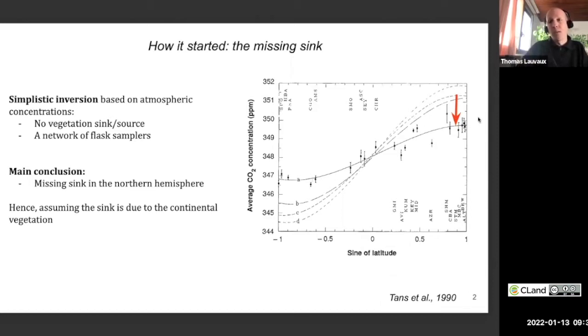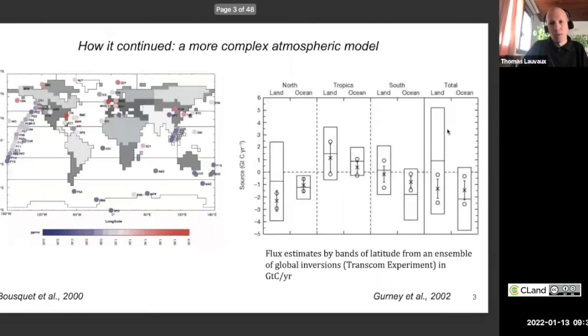At the end, what they noticed was an overestimation from the model. Clearly, the only way to explain that was by adding a sink absorbing carbon in the northern hemisphere. This led a lot of people to conclude that we clearly have a missing sink, most likely from the continental vegetation, because this is where most of the vegetation is located over the globe. This led to a lot of debate until it was proven and went further into details, which part of the vegetation is absorbing CO2 around the world.